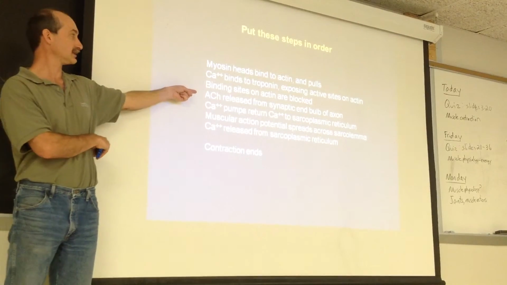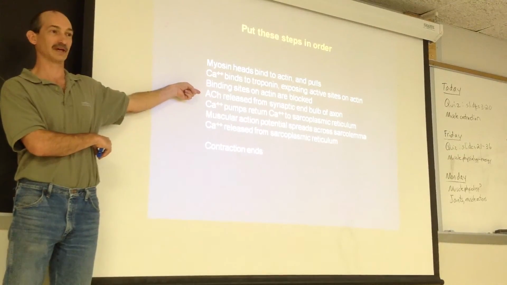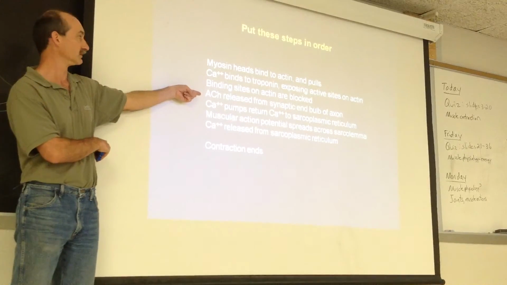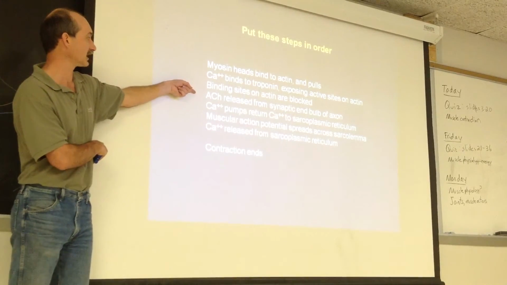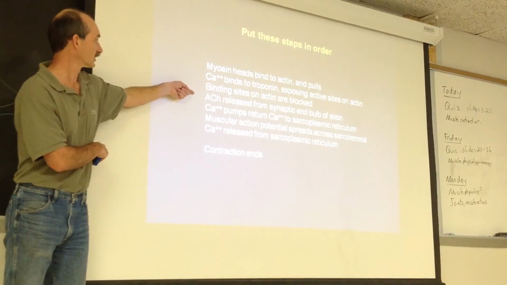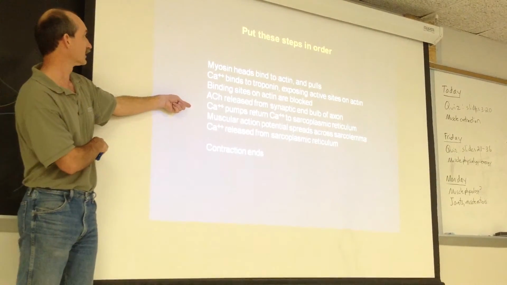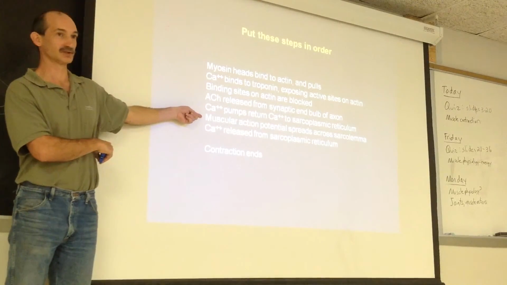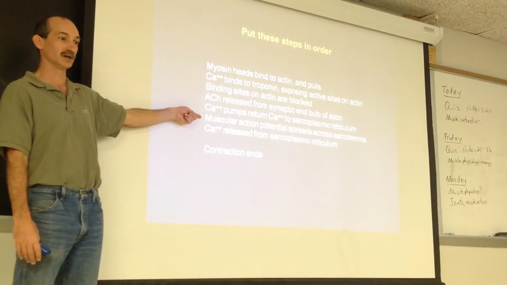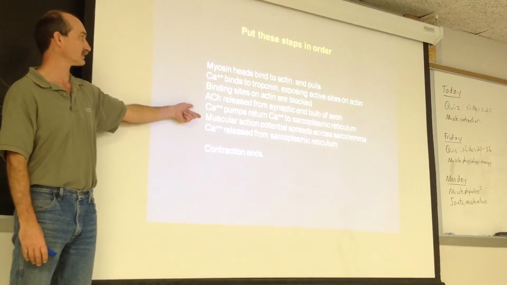How about ACH release from the synaptic end bulb of the axon? So that's the first thing. That's acetylcholine released from the synaptic bulb of the axon. What's the next thing on our list here? Action potential spreads across the sarcolemma. Okay, number 2 would be muscle action potential spreads across the sarcolemma. I've not got all possible steps in here, but among these, that would be our next one. What happens next?